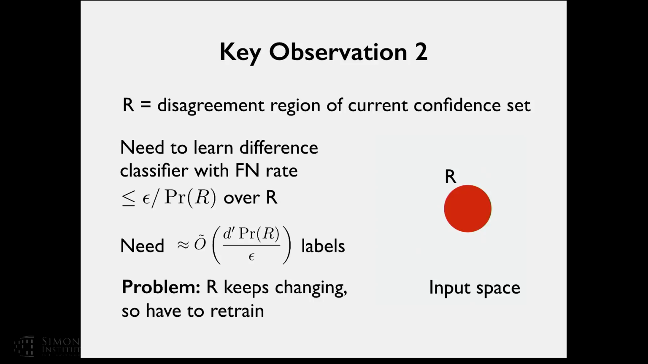And so again, R keeps shrinking. So that's a kind of a side problem. R keeps shrinking and it keeps changing. So what do we do? Well, we have to keep retraining every so often.